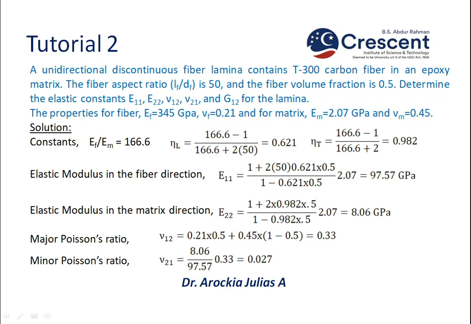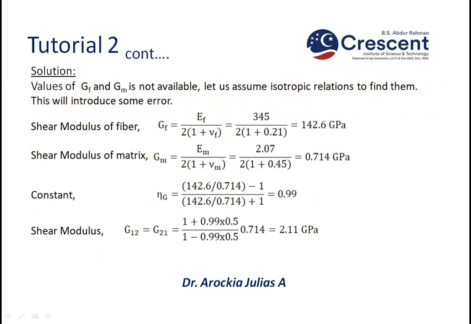So the formula is actually nu 21 equal to E22 divided by E11 into nu 12. So that's the relationship between the modulus and the Poisson's ratio. So that's how we find this. Now we go for the shear modulus.